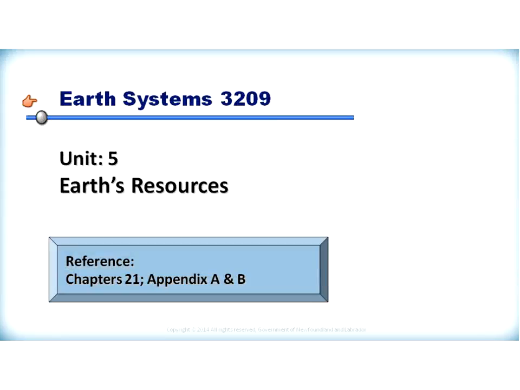Earth Systems 3209, Unit 5, Earth's Resources. Reference for this unit can be found in the textbook, in Chapter 21, and also in Appendix A and B of the Curriculum Guide.